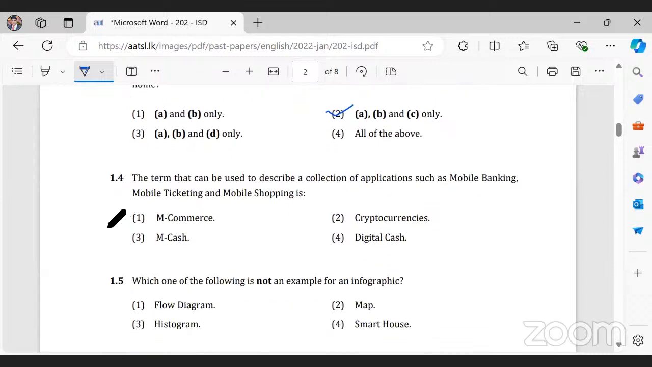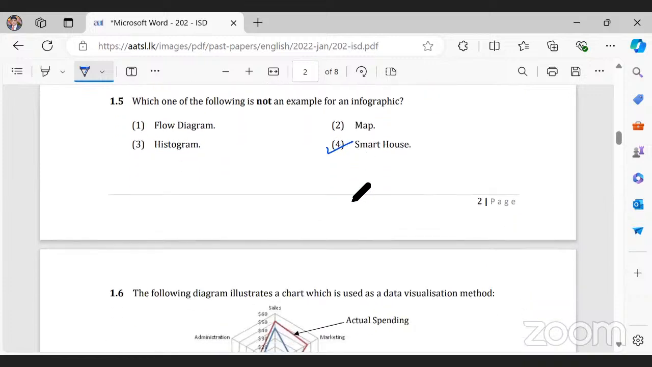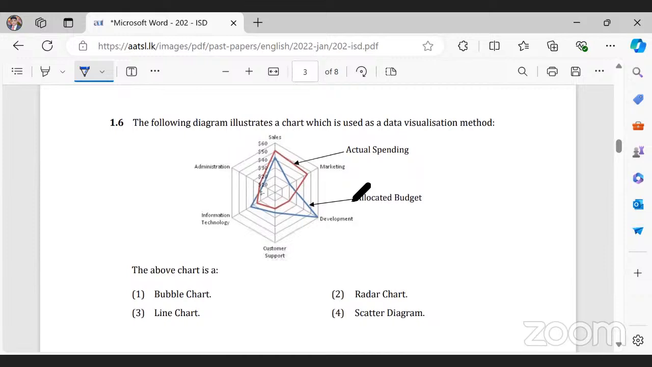The term that can be used to describe the collection of applications such as mobile banking, mobile ticketing, and mobile shopping is actually m-commerce, mobile commerce. Which one of the following is not an example of an infographic? All these are infographics. Smart house is not a graph, no? That is smart technology.